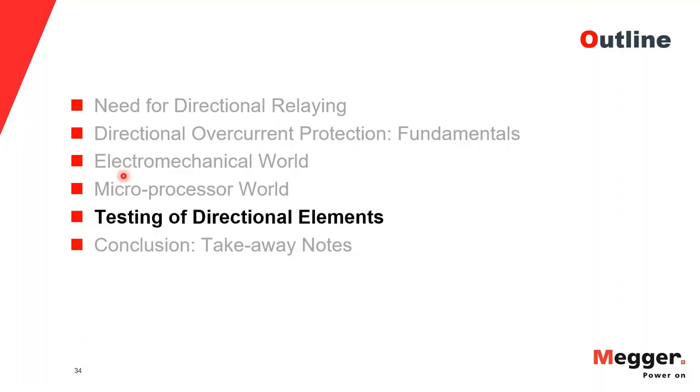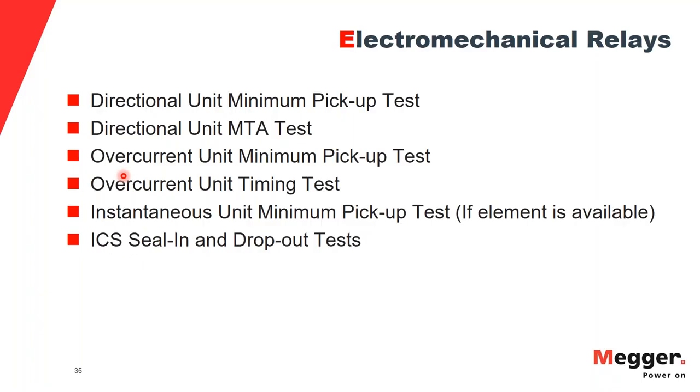Now let's take a quick look at testing of directional elements. In electromechanical relays, we saw that there is a separate directional unit, an overcurrent unit, and sometimes an instantaneous unit. In the testing world, you would be testing the minimum pickup on your directional unit. It needs to see some VA to basically trigger the induction cup contact.